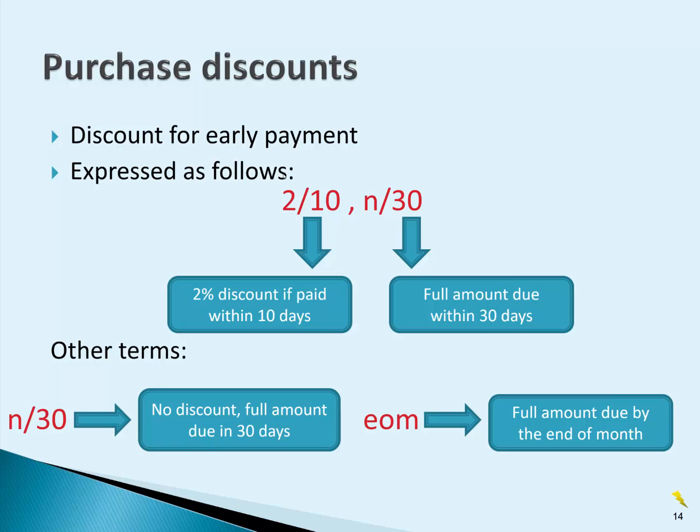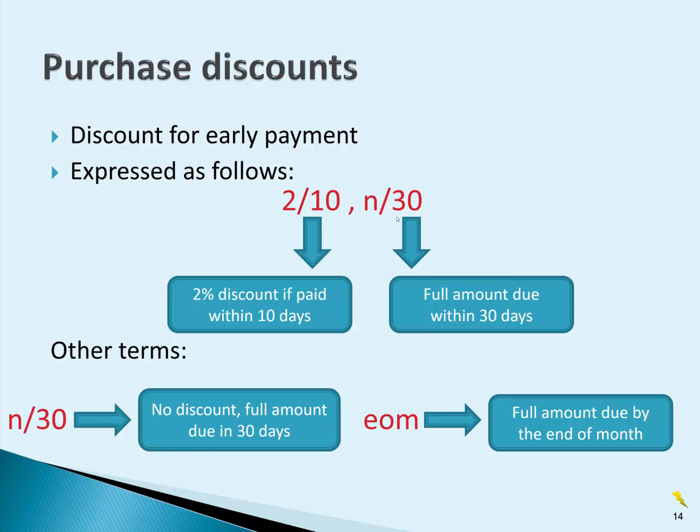So on the invoice, you might see something like this. These are called credit terms. It might say 2/10 N30. So what the 2/10 means is if we, the buyer, pay the invoice within 10 days of the date of the invoice, we're going to get 2% off. Otherwise, the net amount, which means the full amount, is due within 30 days.